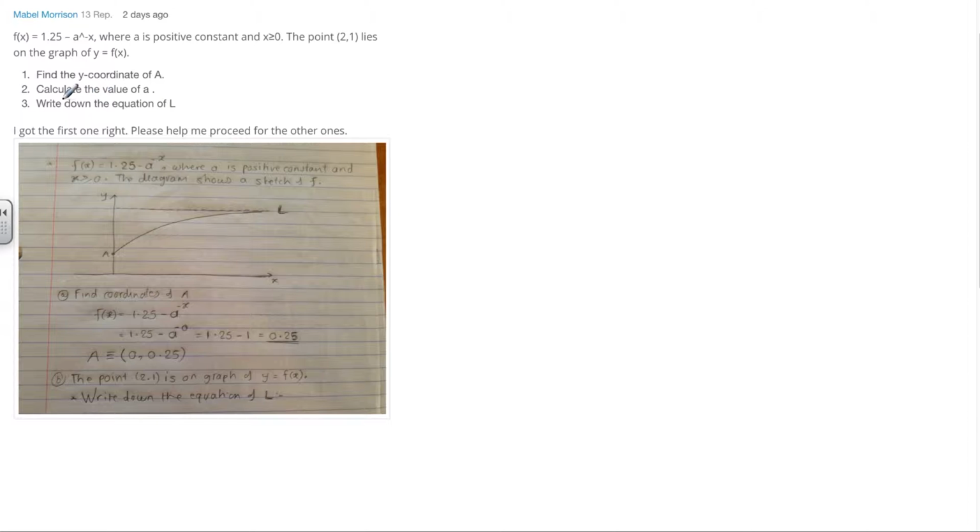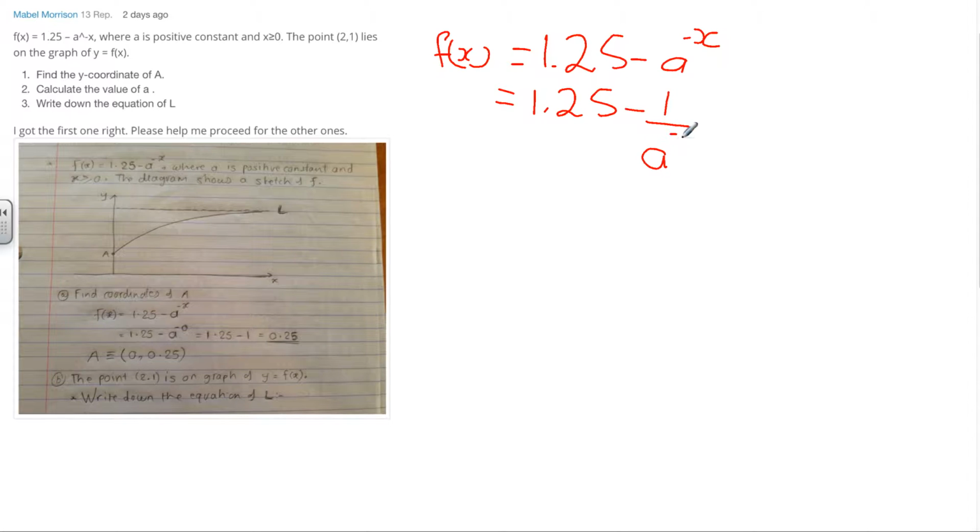Okay, so we have that f of x is equal to 1.25 minus a raised to the power minus x. So we can rewrite this equation as 1.25 minus 1 all over a raised to the power x. So if you don't understand why I had to write it like this, you will need to revise. I've forgotten the topic, but it has to do with writing exponentials or negative exponentials. You can just Google that and you will get why it's like this.